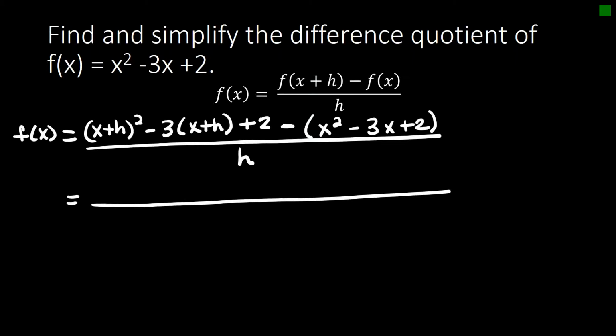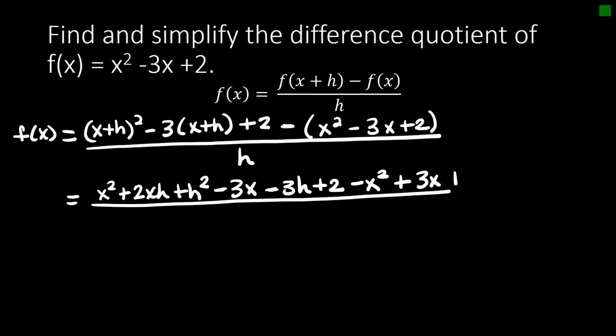So let's see what happens in this numerator. X plus h squared is x squared plus 2xh plus h squared. When we distribute our negative 3, we have negative 3x, negative 3h plus 2. And when we distribute this negative, we have negative x squared plus 3x minus 2 all over h. So we can cancel out x squared. We can cancel out the 3x. We can cancel out the 2.